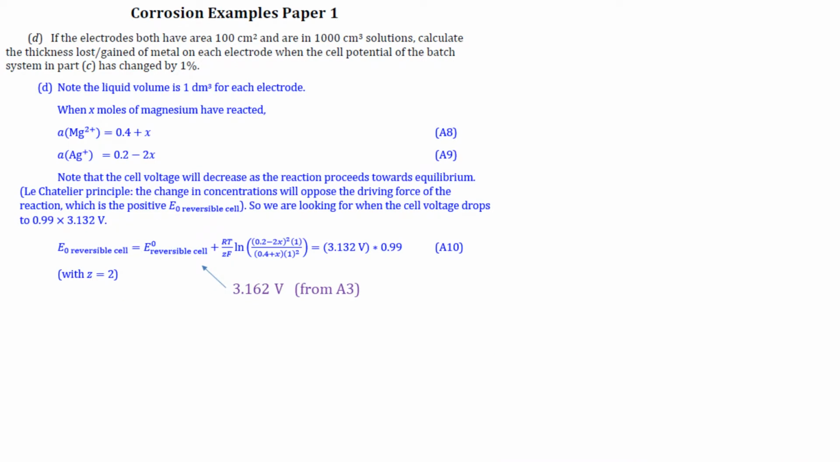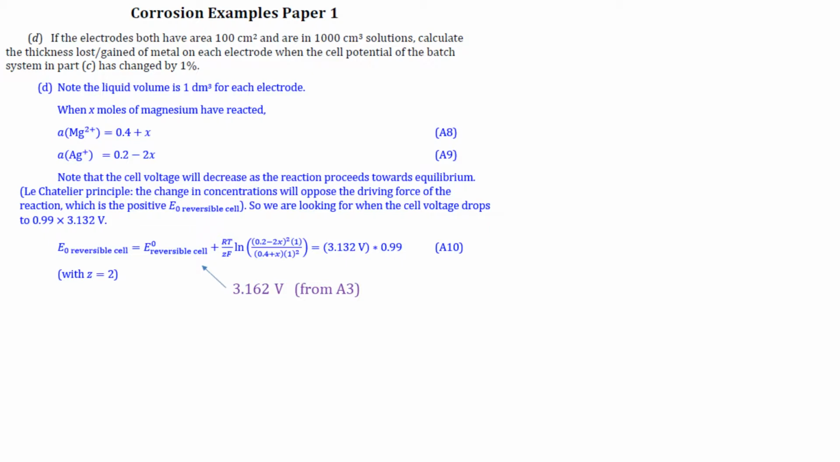Now, in part D, we can use this for some respectable algebra. It asks in D, if both the magnesium and silver electrodes have an area of 100 centimeters squared and are in 1 liter of solution, how much metal needs to react, in terms of thickness of those metals, so that the cell voltage, which changes when the ion concentrations change, drops by 1%. So first of all, note the nice numbers in this question.